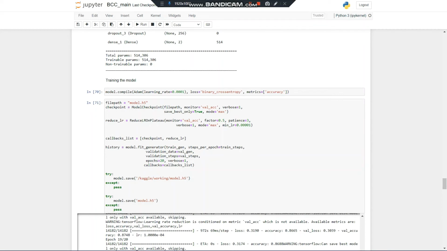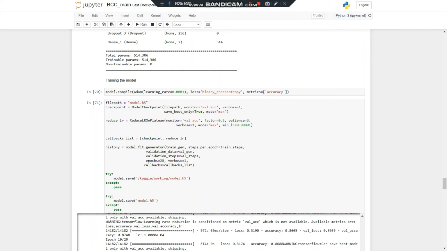Coming to the training part of the model. So for compilation, the optimizer function that we are using is Adam, and the optimizer basically helps us to adjust the weights of edges while training. The loss function we are using is binary cross entropy, and we have decided to train our model over 20 epochs.